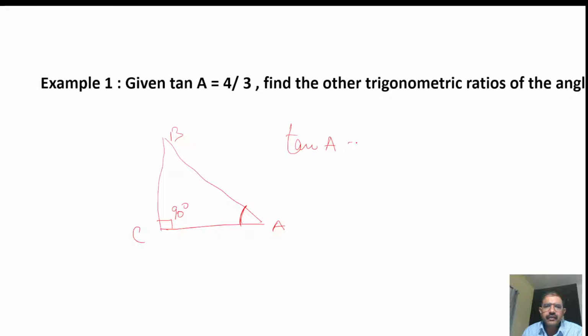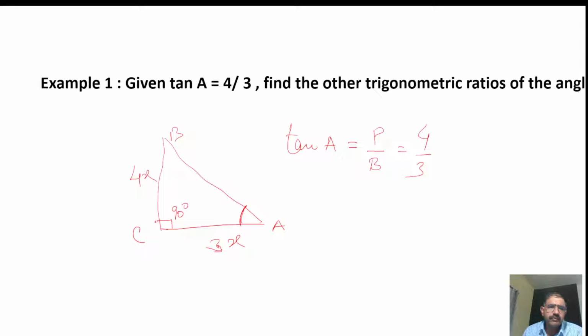Tan is basically perpendicular upon base. It is given as 4 by 3, so I can say the perpendicular is 4 and the base is 3. Because we are finding a ratio, I will take them as 4x and 3x, as the value can be anything. We have to find the other trigonometric ratios of angle A.